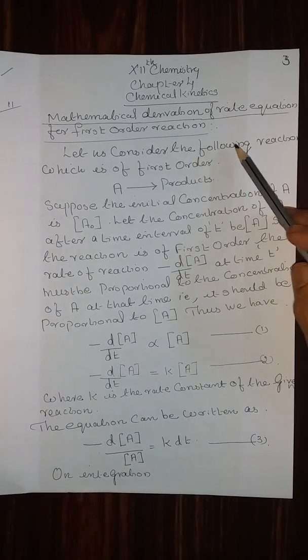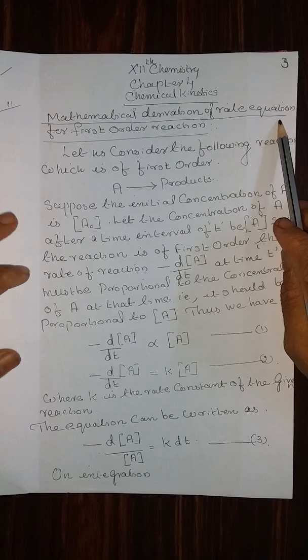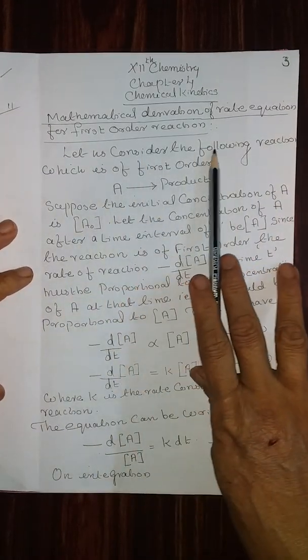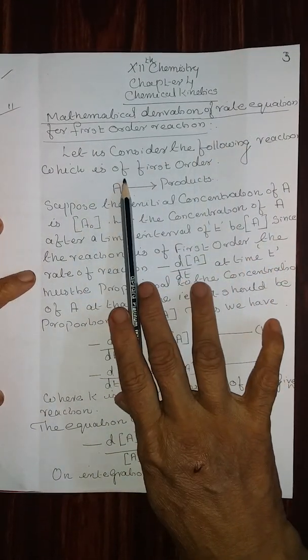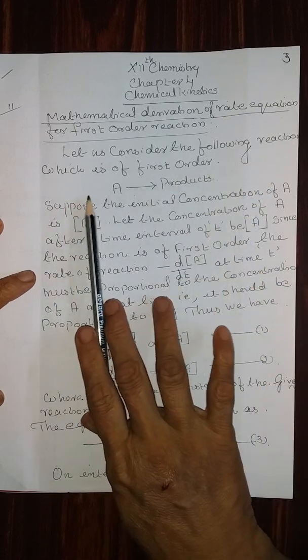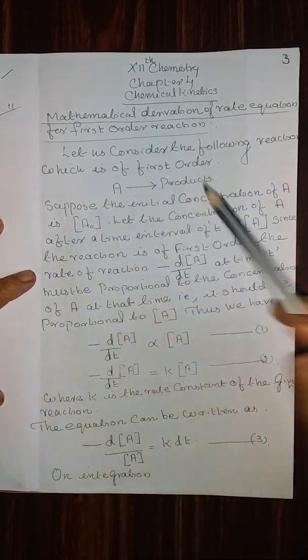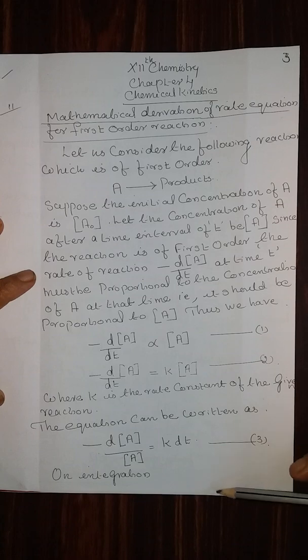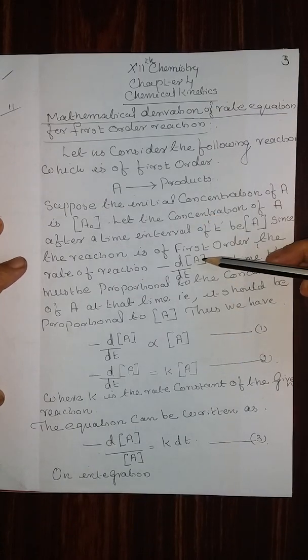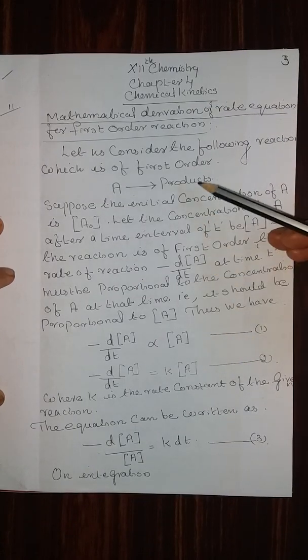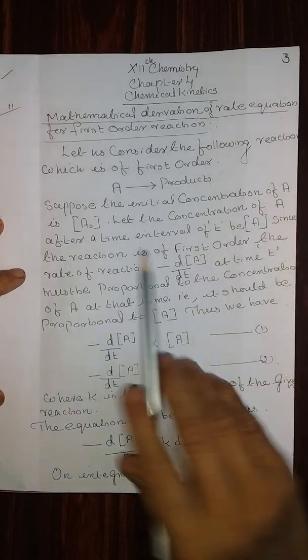Mathematical derivation of rate equation for first order reaction. Let us consider the following reaction which is of first order. You have to derive the equation by listening to the audio. After that, just see that what you derived is correct.